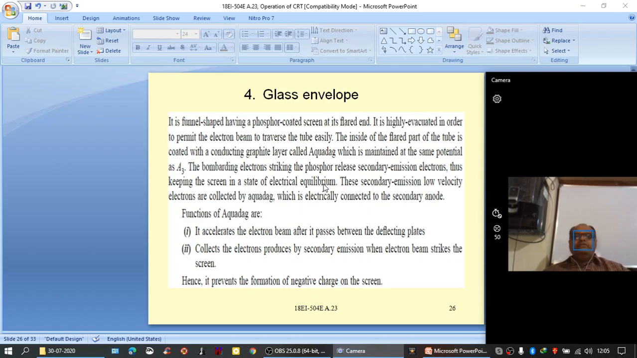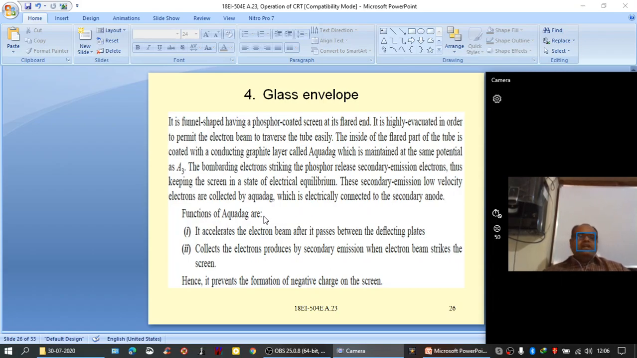Electrical equilibrium, what does it mean? No charge on the screen. Only energy is transferred and electrons are released back. No charge remains on the screen. These secondary emission electrons with low velocity are collected by the aquadag, that is the coating on the inner surfaces of the CRT glass envelope, which is electrically connected to the secondary anode, that is A3.